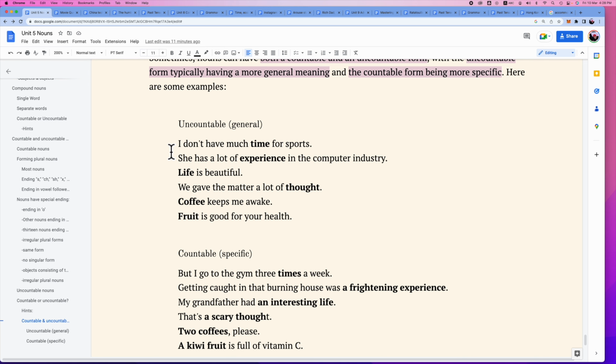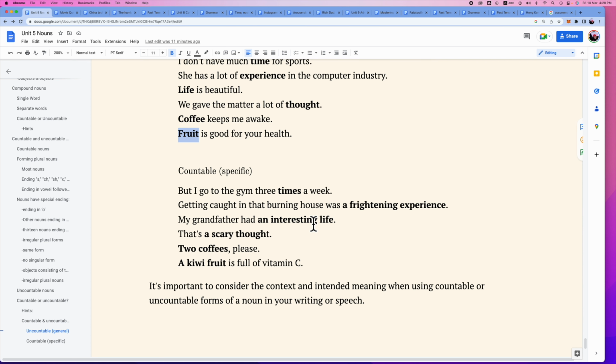Some nouns could be used as either countable or uncountable. They represent a general idea when they are uncountable, but when they represent a very specific idea, they will be countable nouns. Let's take a look. Uncountable: I don't have much time, experience, life, thought, coffee, fruit. They could be uncountable when they refer to some general meaning, but it will be more specific if they are used as countable nouns.